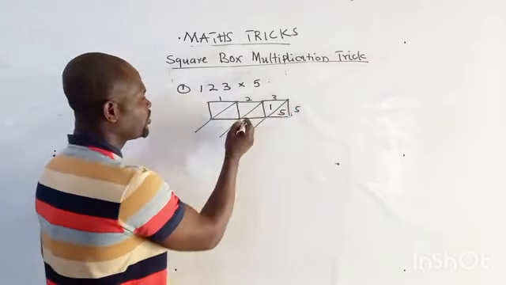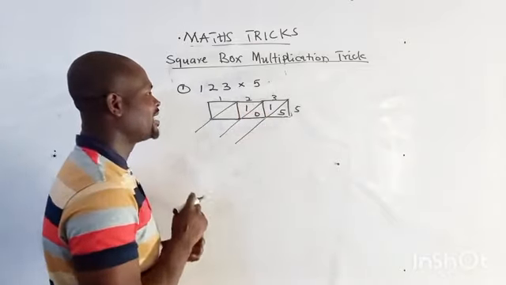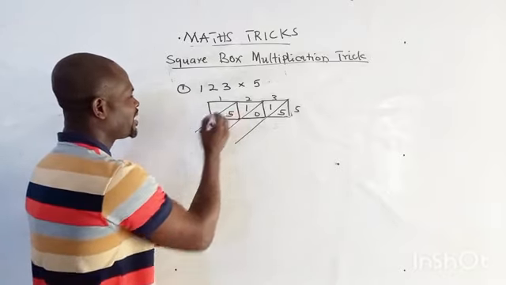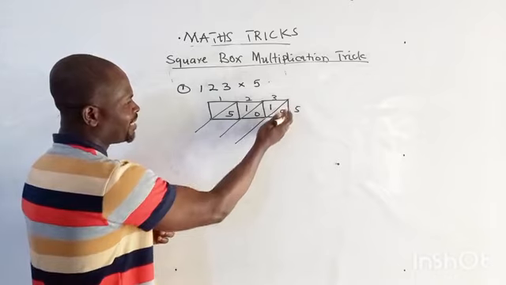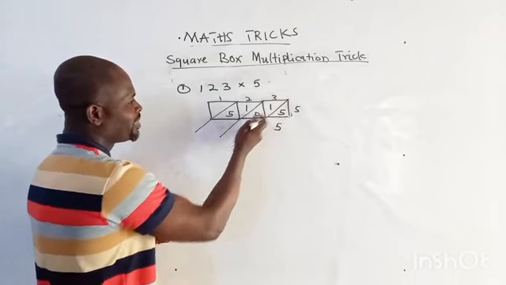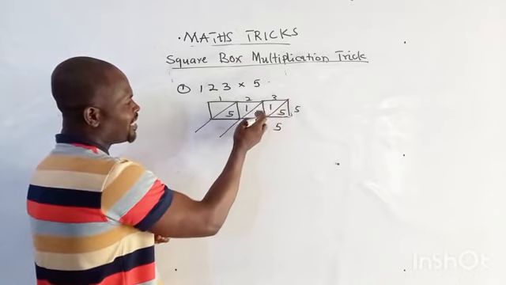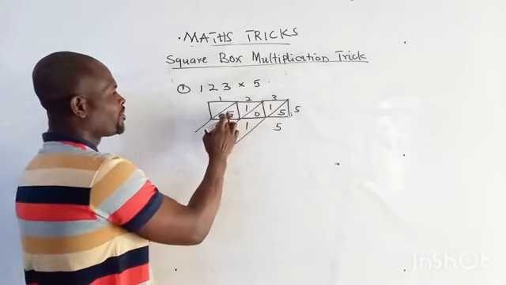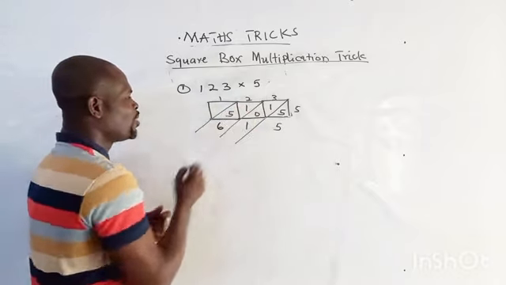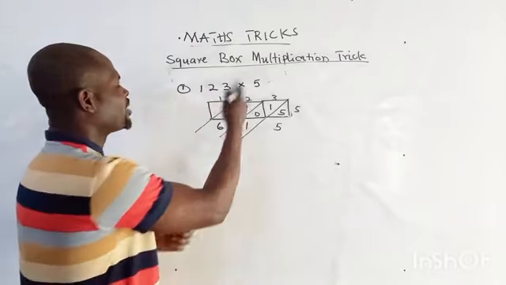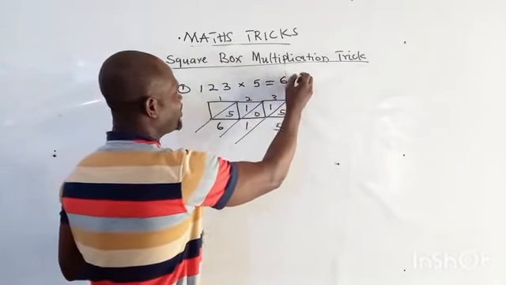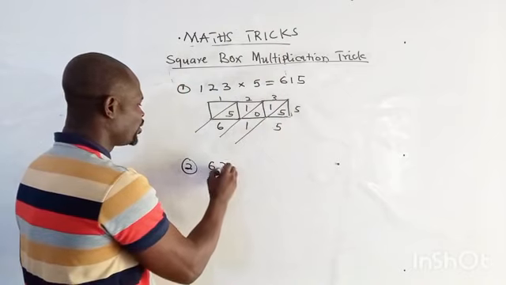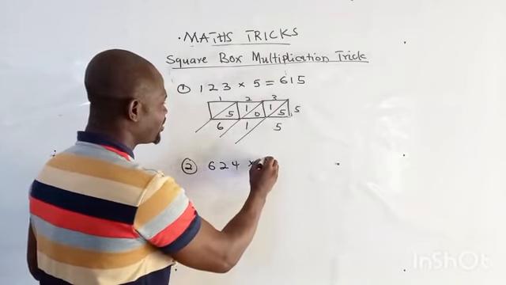Then 2 times 5 will give us 1, 0, 10. Then 5 times 1 will give you what? Only 5, so you put the 5 here. So what do we have? Looking at this, the first number here is 5. Then when you come to this side, we have 1 and 0. When you add 1 to 0, we are getting 1 there. Then we come to this side too. 5 and 1 will give us 6, which means that 1, 2, 3 times 5, you are going to get 615.